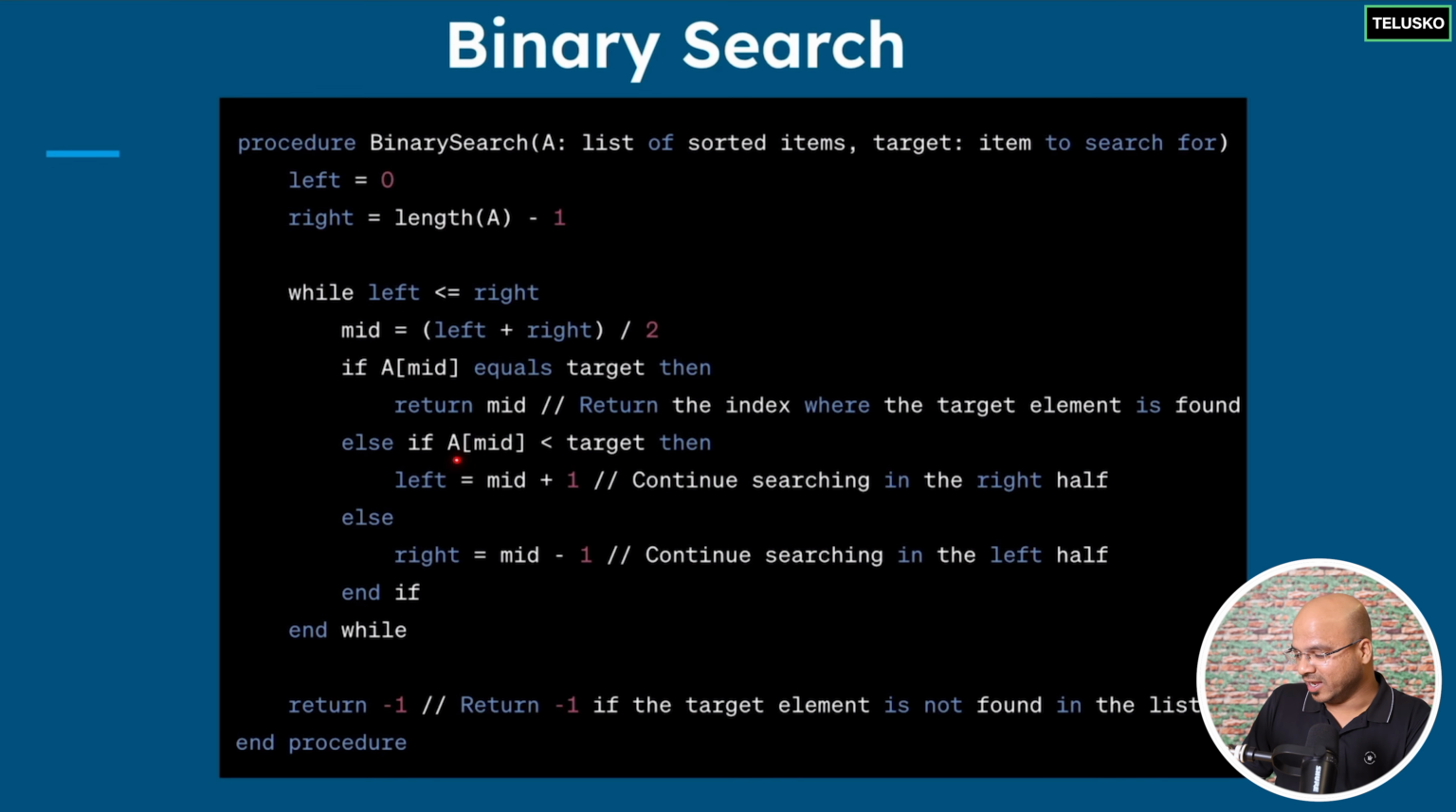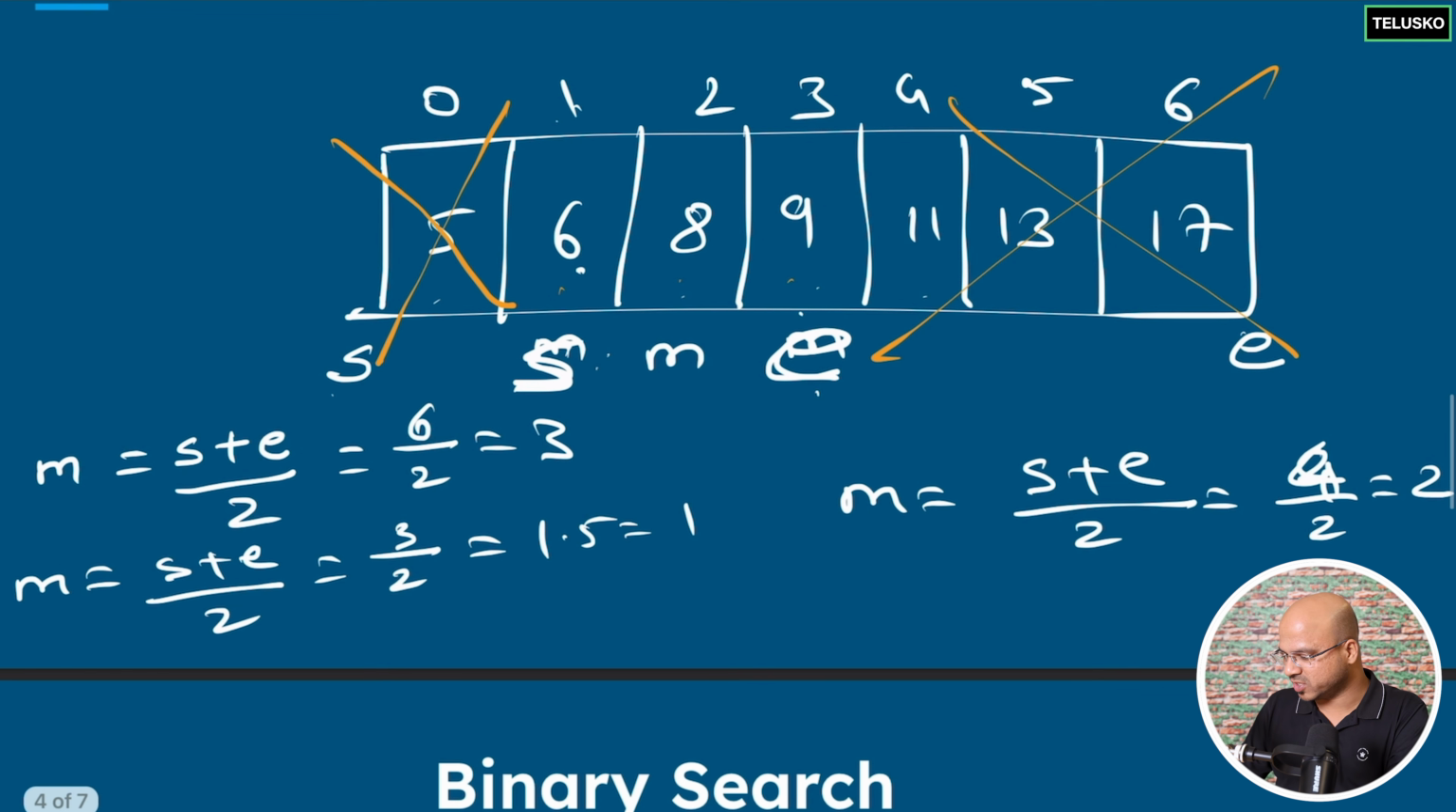Then you check the mid value you got against the target. If the mid value is less than the target, you will focus on the right hand side. Okay. So basically you have to shift to the right hand side. So your left, your starting point will shift. And we have discussed that here, right? Your starting point will shift.